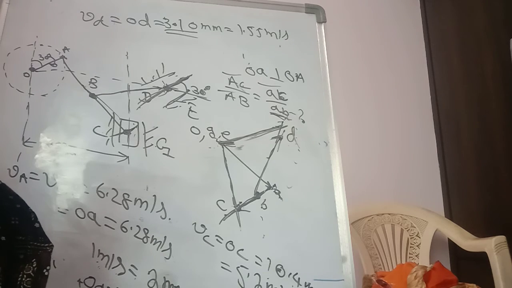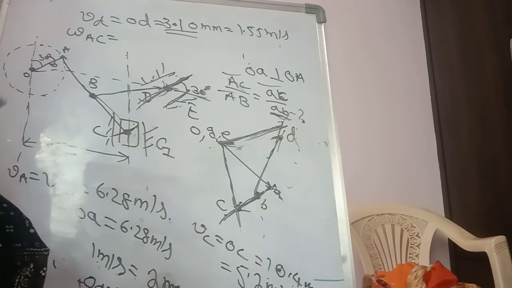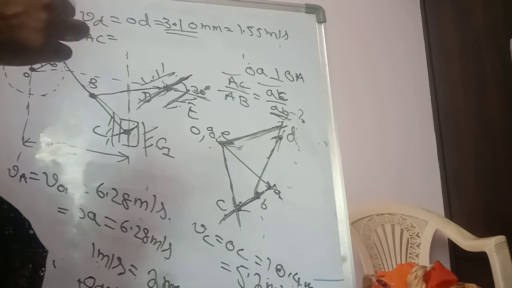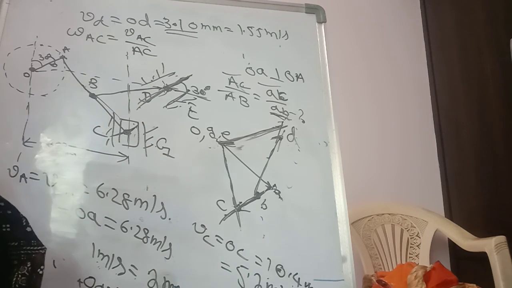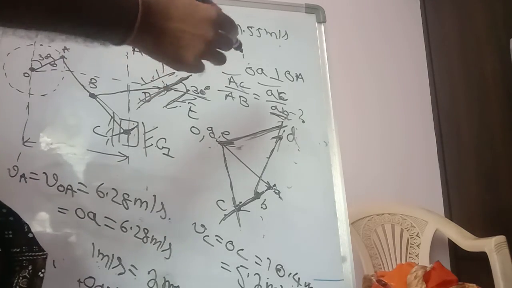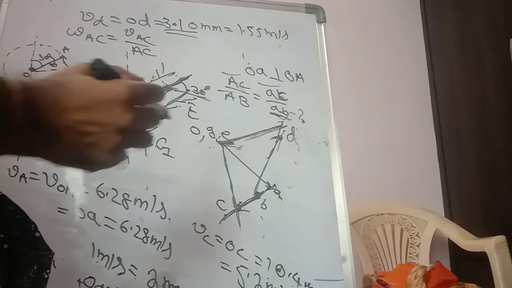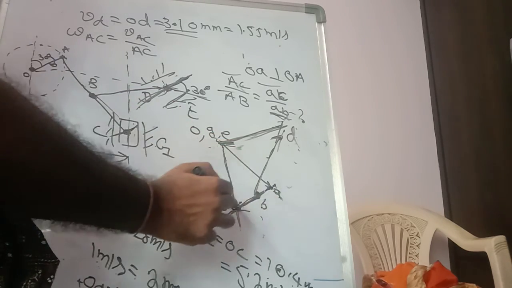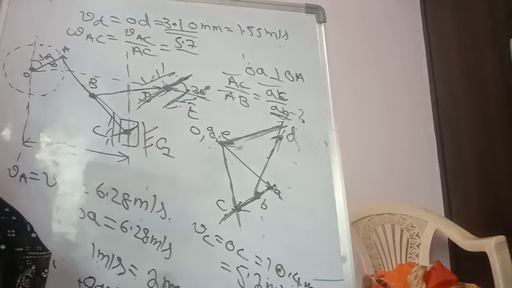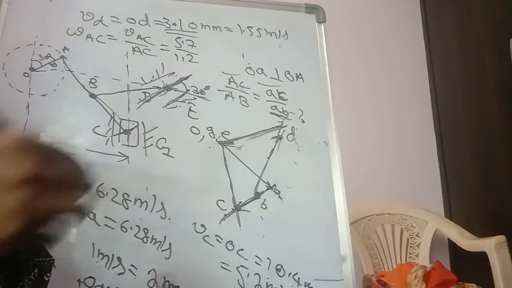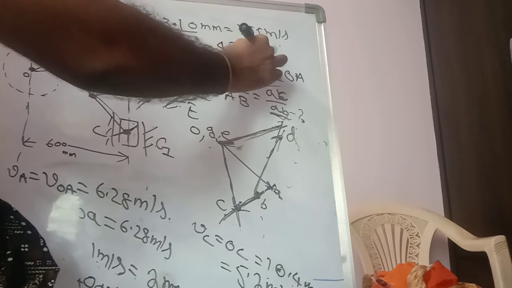The problem here is to find out the angular velocity of the link AC, omega AC. So omega AC is equal to, what is the formula? VAC by capital AC. What is the VAC value? You have to measure the ac and convert it into the scale. We will get the value as 5.7 meters per second, and the AC length is 1.2 meters. We will get 4.75 radians per second.